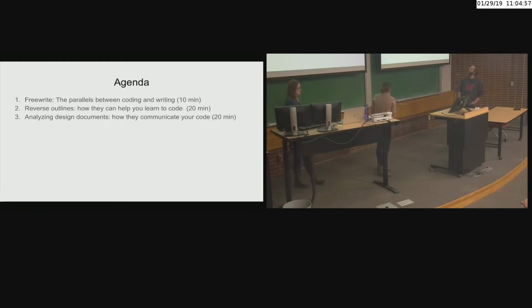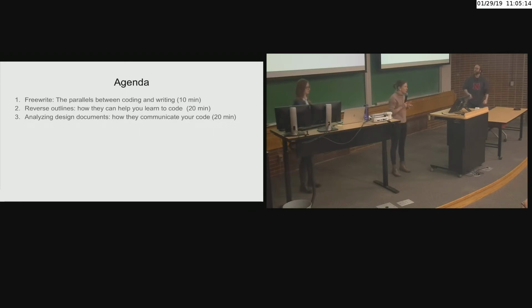And we're going to divide it into 3 parts. We're going to start by talking about the parallels between the writing process and the coding process. Then we're going to move to reverse outlines and how you can use this technique called reverse outlining to look at your code and revise your code.